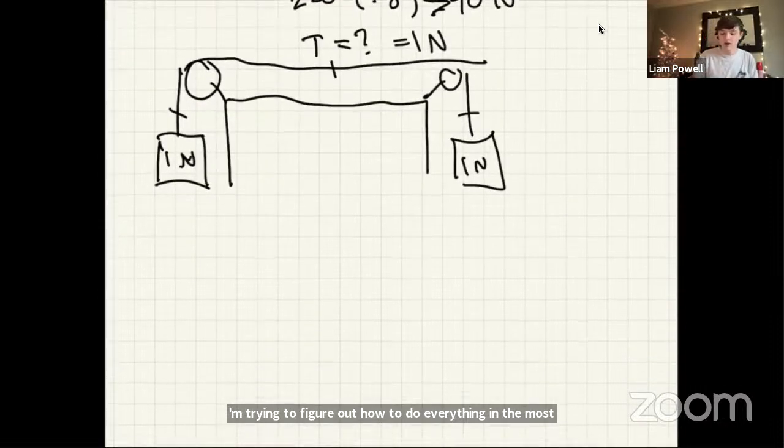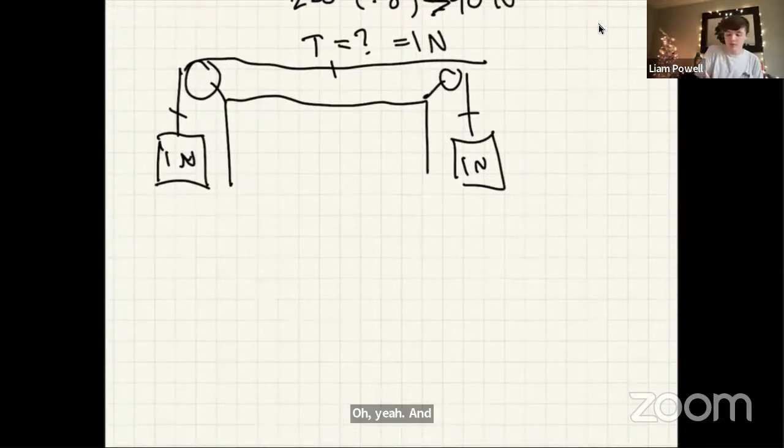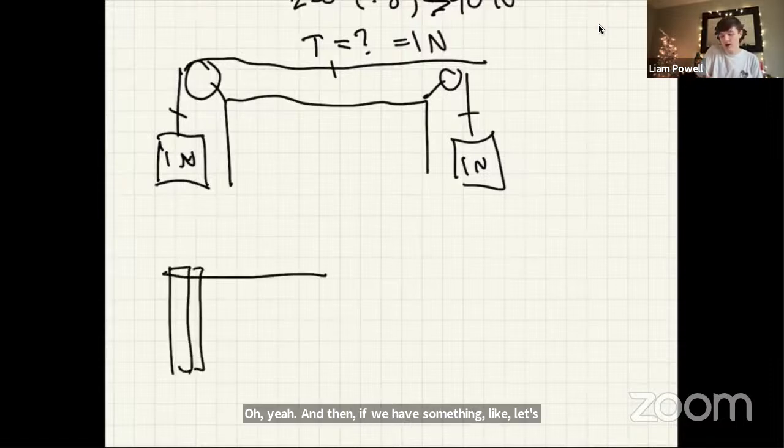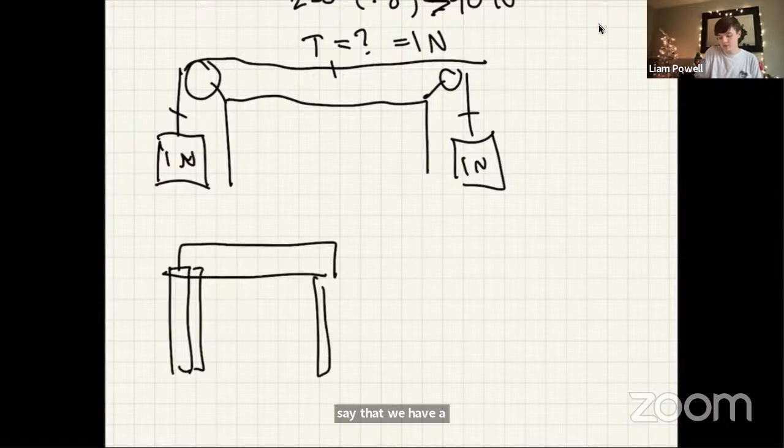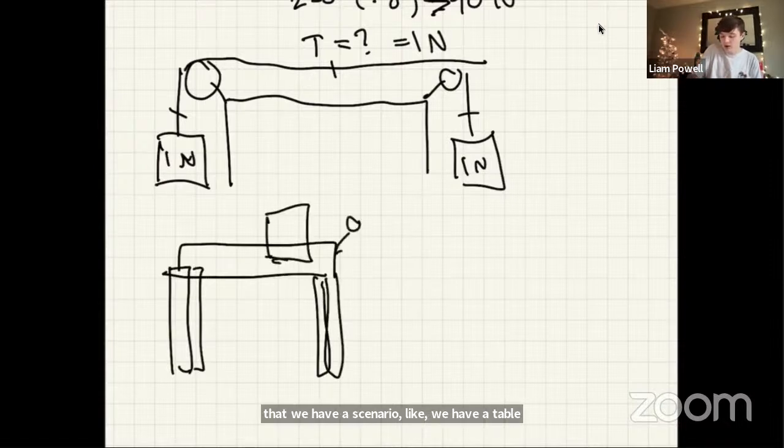Oh yeah, and then if we have something, let's say that we have a scenario where we have a table with a box on it, a pulley, and then some heavy weight down here.